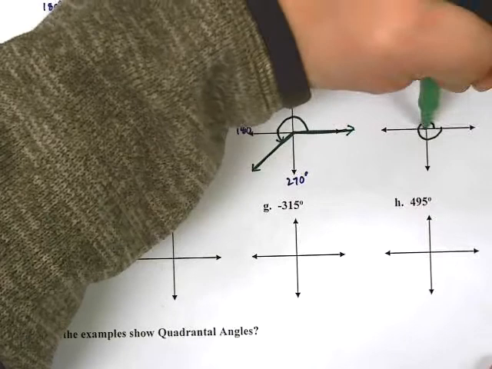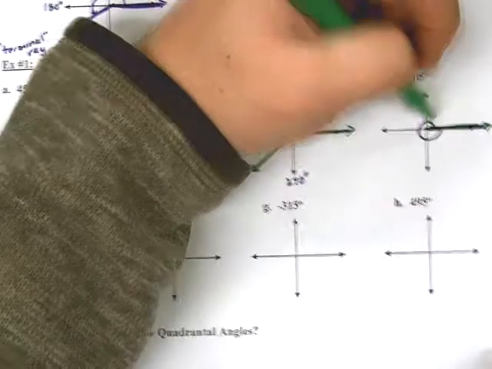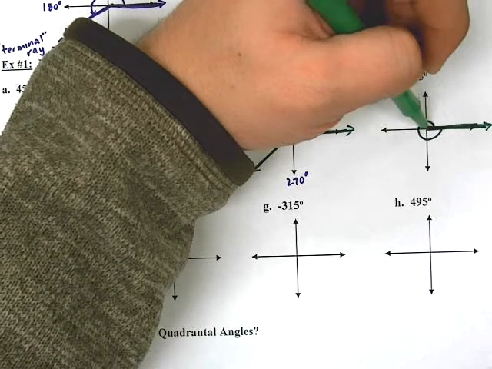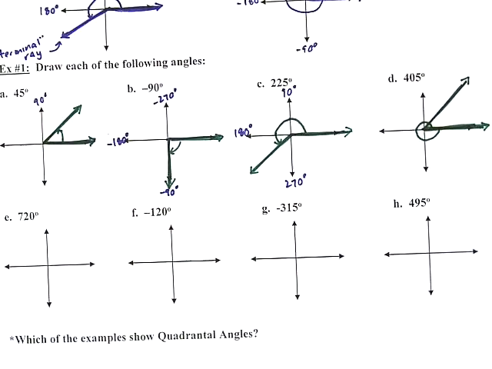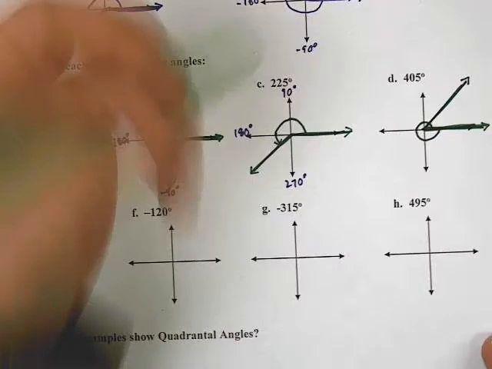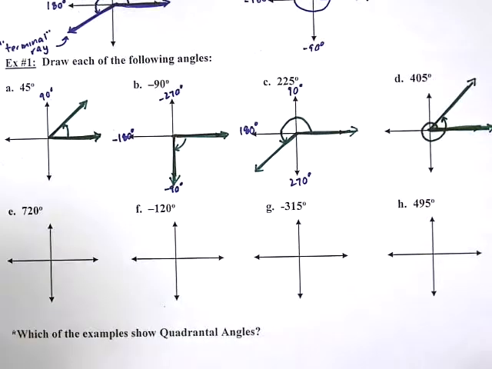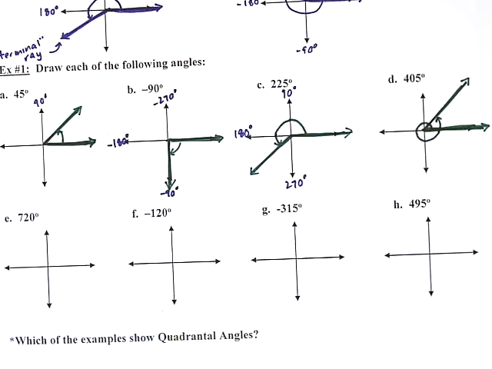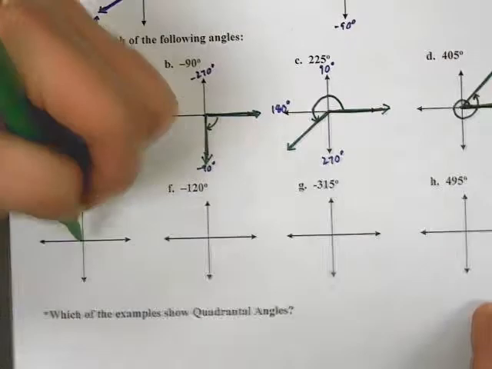Okay? So again, if I have my initial ray, and I go 90, 180, 270, 360, I need to go another 45, which is straight that way, 45 degrees, all right? And I finish my angle. So we know that it went one full rotation and then a little extra. All right? 720, same idea.